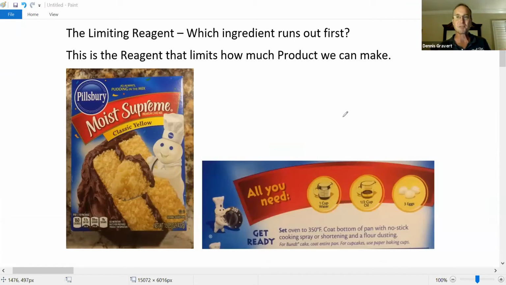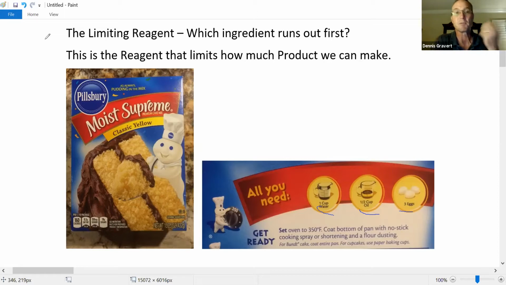The analogy that I'm going for is that a balanced chemical equation is like a recipe, right? The balanced equation says you have so many moles of reactants and they will make so many moles of products. That's a recipe in the laboratory. So here's another recipe. Let's make some yellow cake. Grab a box of cake mix, flip it over on the back. It says, well, all you need is 1 cup of water, a half a cup of oil, and 3 eggs. Okay, so let's write out the recipe and think about what the limiting reagent is in this particular example.